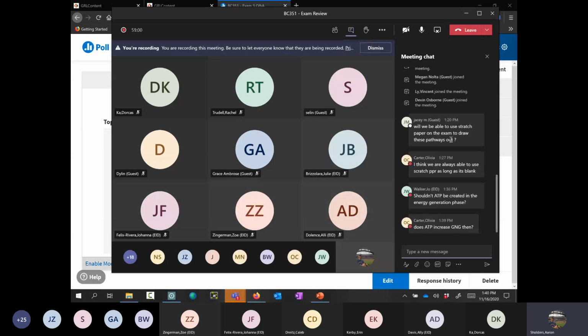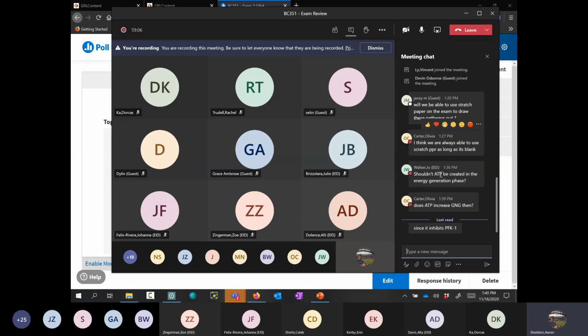Will we be able to use scratch paper on the exam to draw out these pathways? Yes, you will. I think we're always able to use scratch paper. Shouldn't ATP be created in an energy generation phase? Yeah, that was the red check minus I got. So hopefully I corrected that. Sorry about that. You can give me the angry face on that one.